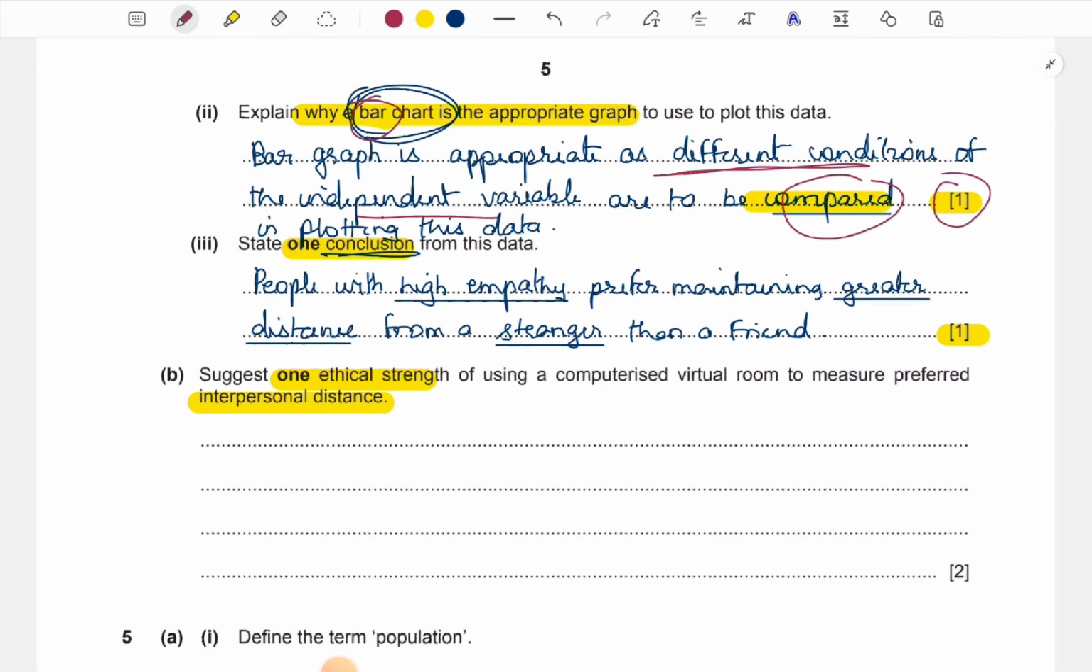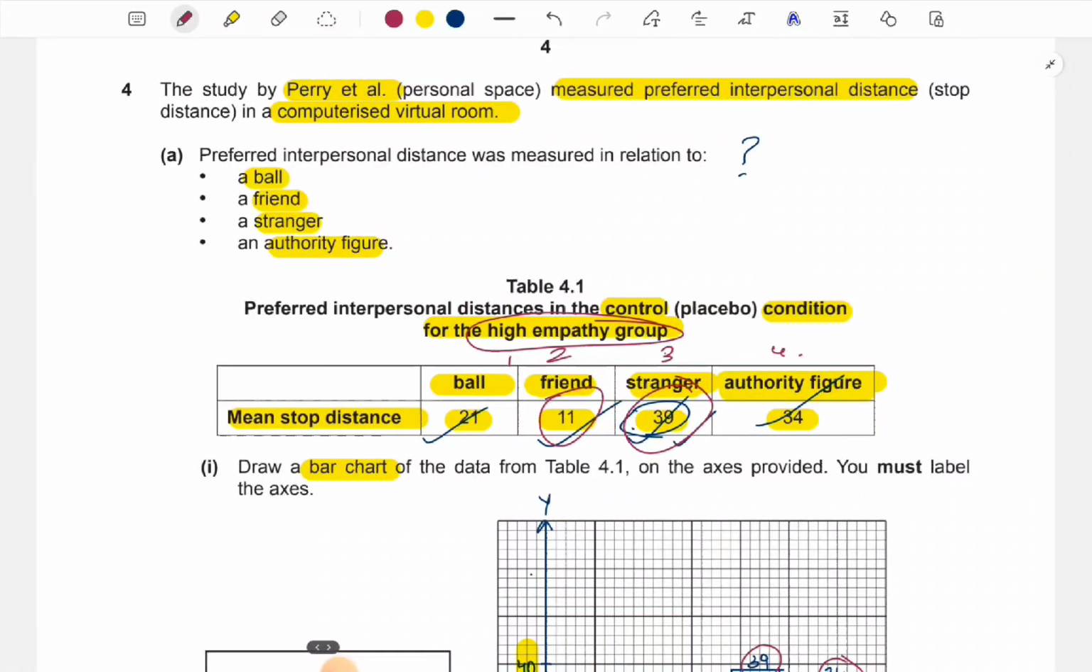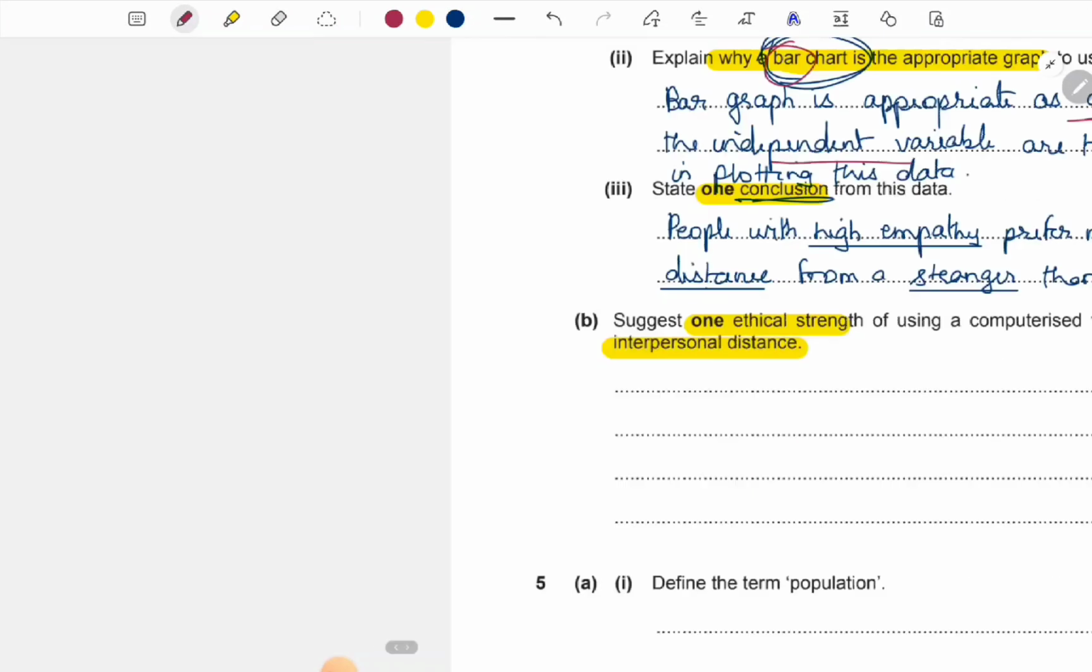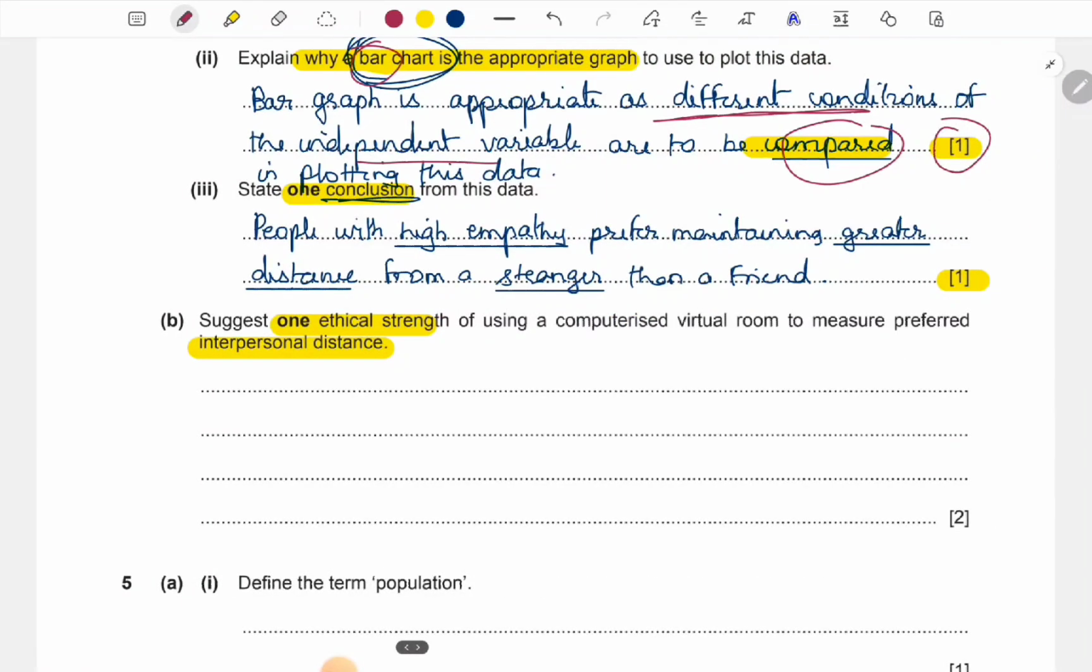Again, the mistake students make is to just give the numbers. Conclusion is not results or evidence. It's not a retelling of the numbers. So how students would write is, okay, for the stranger, the mean stop distance was 39 and for the friend it was 11. Conclusion means interpretation of data, or what you are understanding from the data.